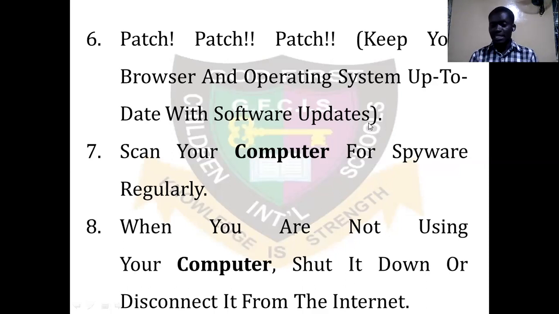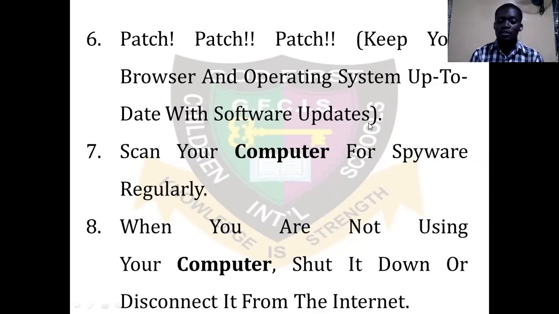Go to the site of your operating system vendor, probably Microsoft for example, and update from their site in order to minimize risk and close up bugs or loopholes that might be in your system. Hackers will always look for loopholes and bugs to attack your computer system.